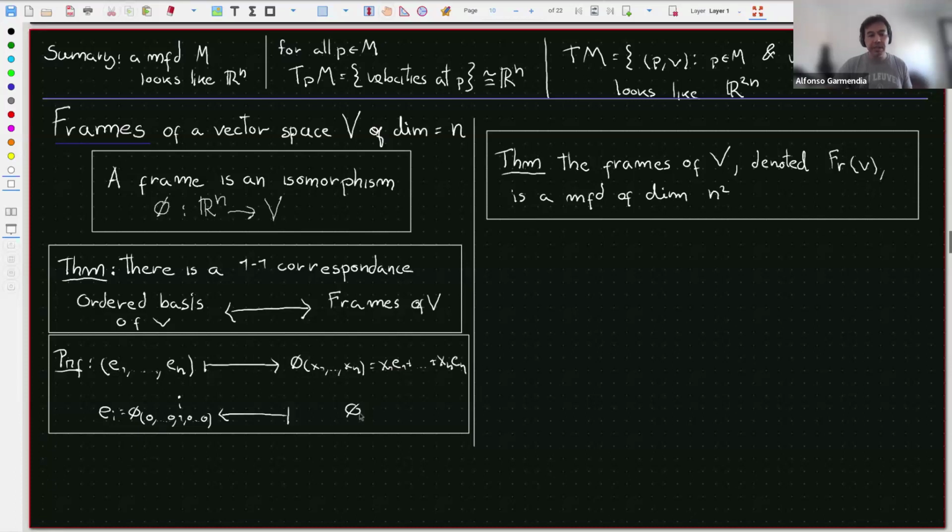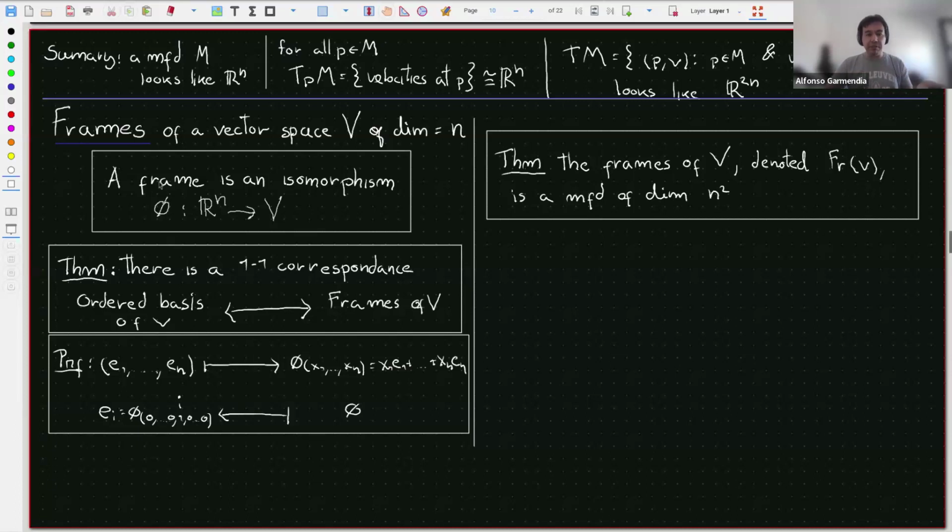And vice versa, if we have an isomorphism, then we have an ordered basis where the first element is phi of (1,0,0,0,0), the second element is phi of (0,1,0,0,0), and so on. So these two things are exactly the same. If I have an element here, I go to this side with the isomorphism, and then I go back, I will have exactly the same element that I started with, and vice versa. So this is a one-to-one correspondence that is also cyclic.